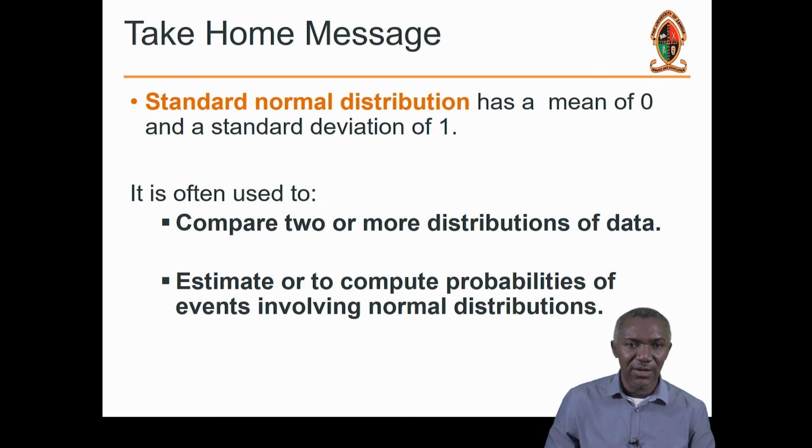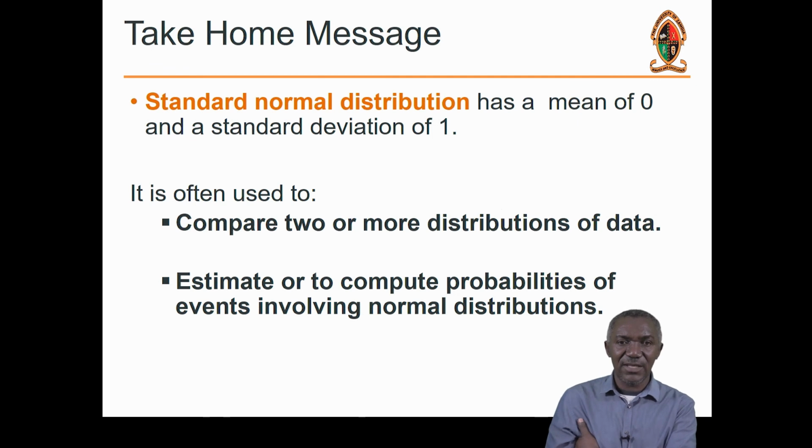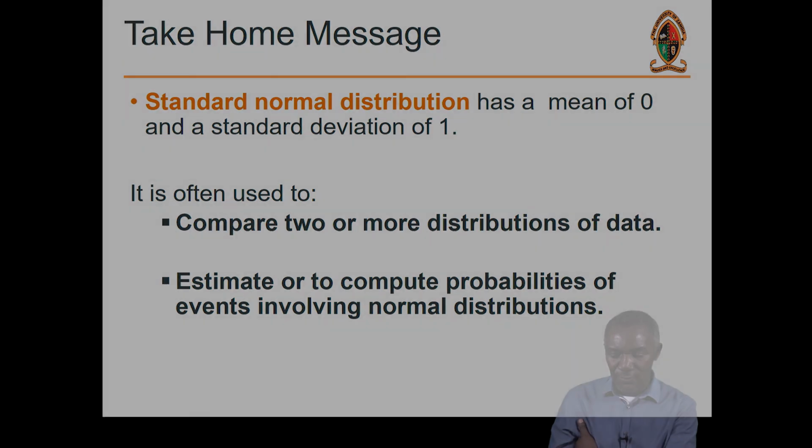So what have we been talking about? We are talking about the standard normal curve, the standard normal distribution, or the Z distribution, which has a mean of 0 and a standard deviation of 1. This distribution can be used to compare 2 or more distributions. The standard normal distribution can also be used to estimate probabilities, like the examples that have been given. So you can estimate or compute probabilities of events involving the normal distribution. Thank you for listening.